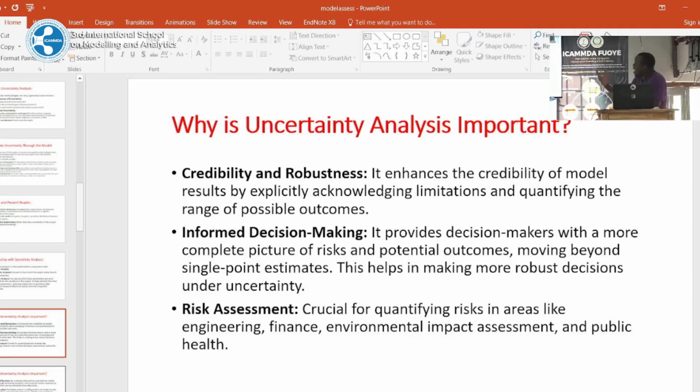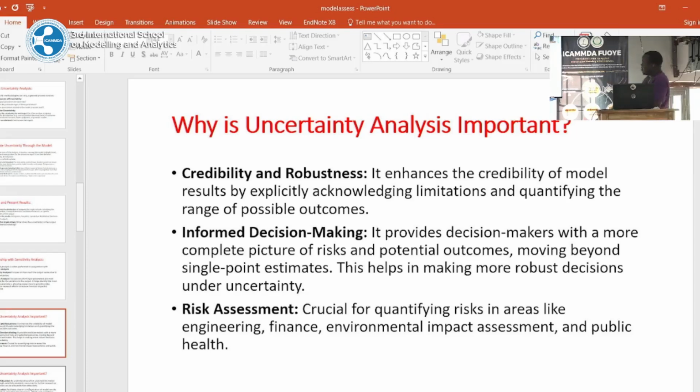Now, why is it important? Informed decision making. It provides decision makers with a more complete picture of risk and potential outcomes, moving beyond single point estimates. Because you are providing a range, you're already saying that within this range, this can happen. So somebody else using that same range may not use the same value you have used, but they may use some values within that range and get similar results. So this helps in making more robust decisions on that uncertainty.